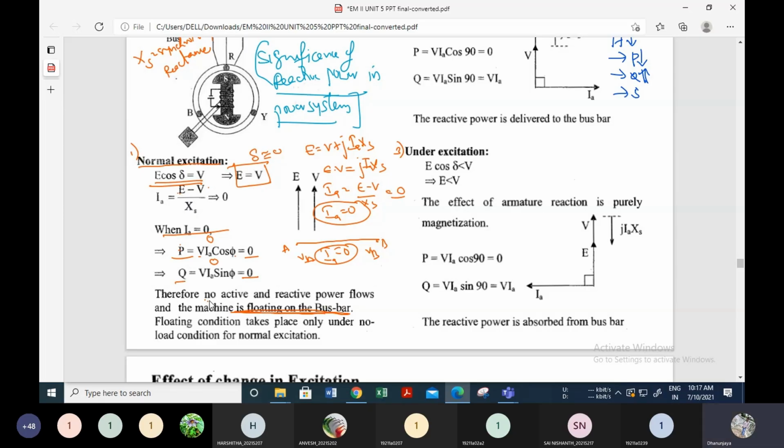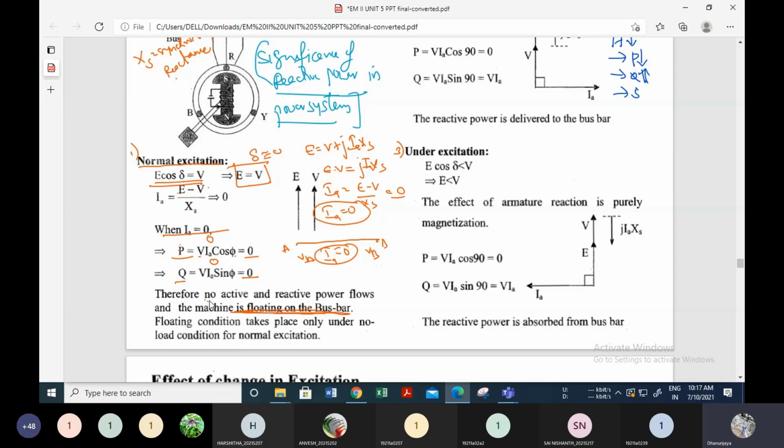So V and E here. With respect to voltage, what is the current here? Current is lagging by 90 degrees. Let me try to rewrite once again. This is V, and this is IA. Why am I drawing it back here? It is ZPF lag, zero power factor lag, 90 degrees lagging.